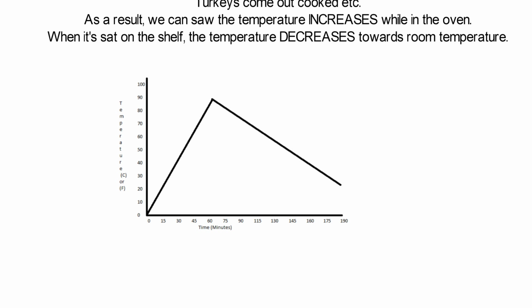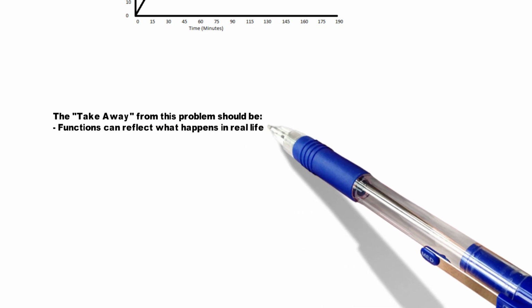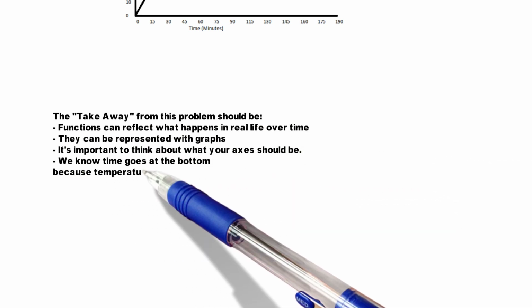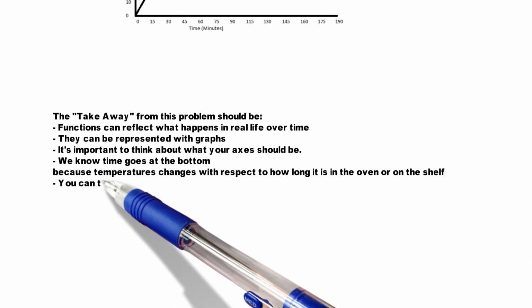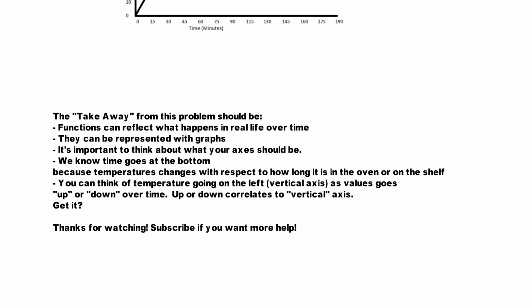So the takeaway is that basically things in real life can be mimicked by functions. Functions can be graphed, and things that go up and down generally go on the vertical axis, or the left side, and things that are dependent upon another variable go on the bottom. So the current temperature of the pizza, you'll be able to tell, is basically related to however long it's been in the oven. So it's related to the time.